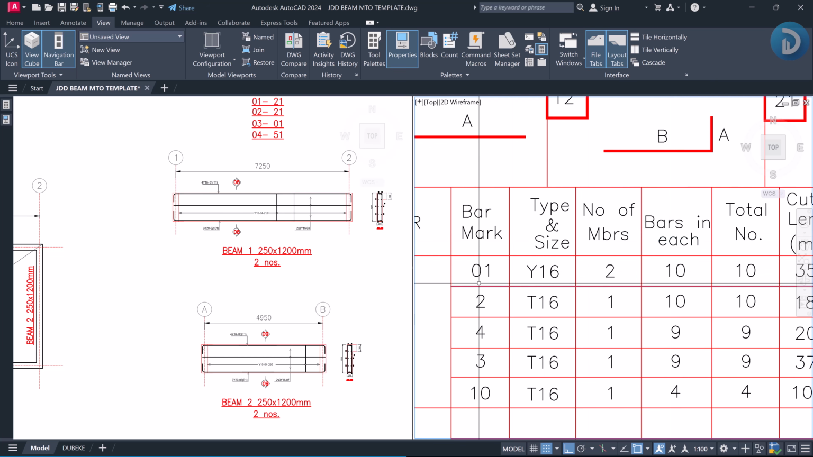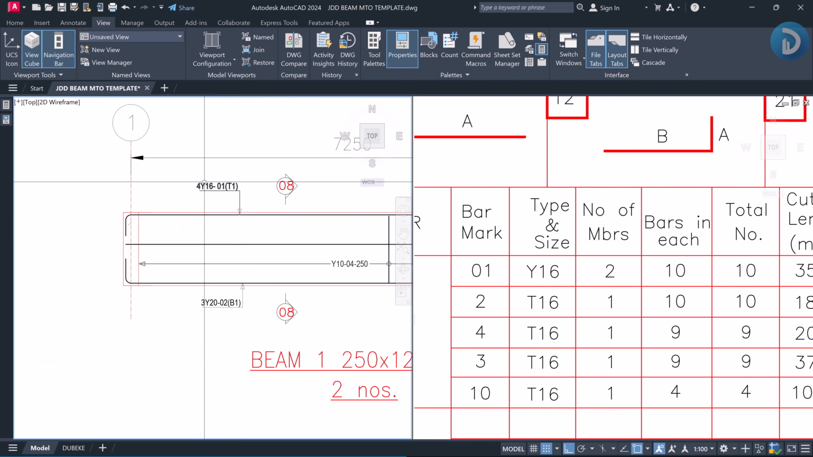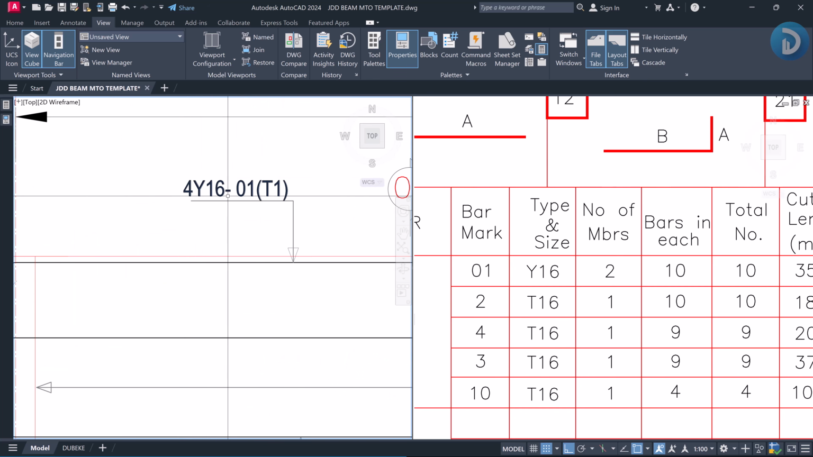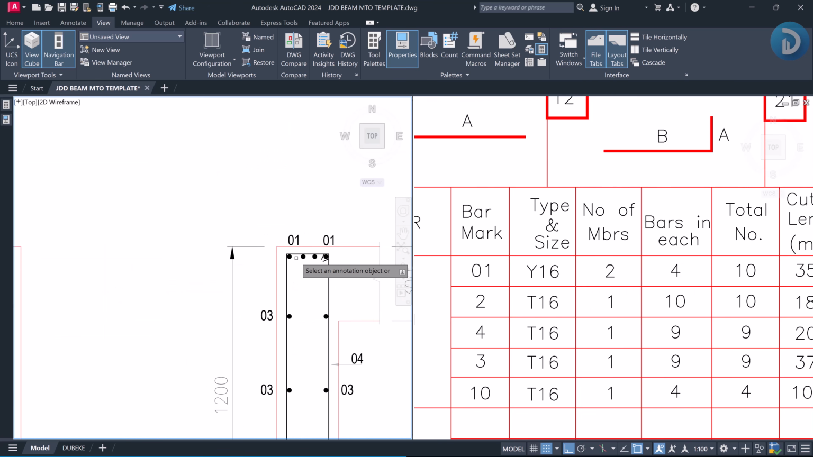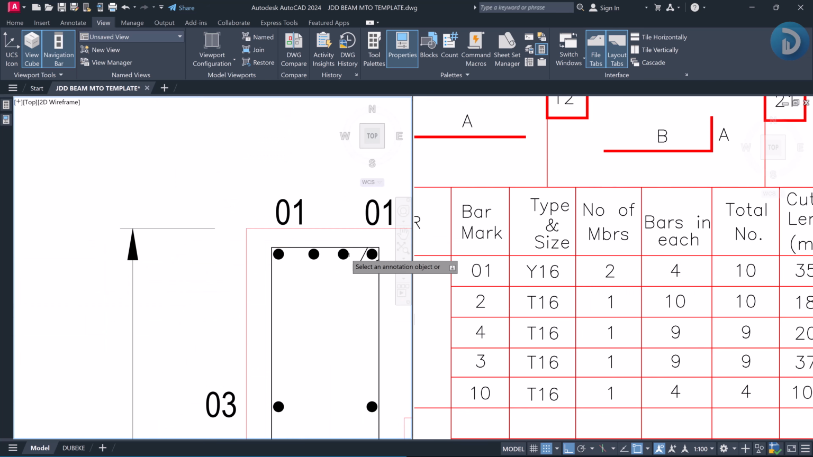have having bar mark 01, right? So as you can see here, we have four numbers of this reinforcement in this beam 1. So we'll be taking these bars in each, a total of four numbers, right? Which we can clearly see here as 1, 2, 3, and 4, having shape code 01.